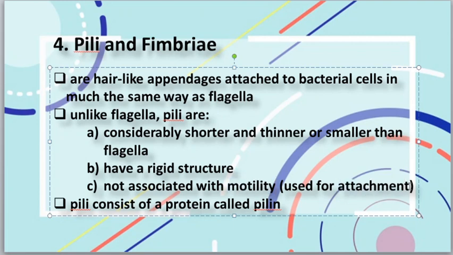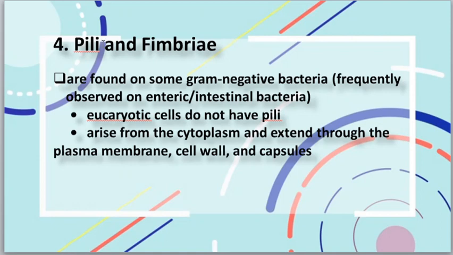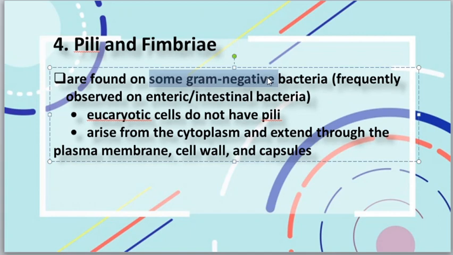When I say attachment, your pili are used by your bacteria to attach to surfaces. So ano yung protein consisting your pili? It is called pilin. So fibrous protein itong pilin natin that are found in your pili or your pilus. Okay, next. Your pili and fimbriae are found on some gram-negative bacteria. Now, kanina pa nababanggit itong gram-negative bacteria. Ano pala ito, ma'am? What is a gram-negative bacteria?